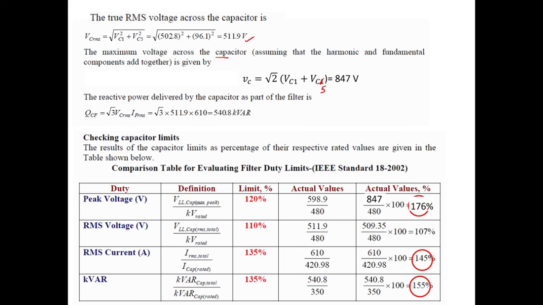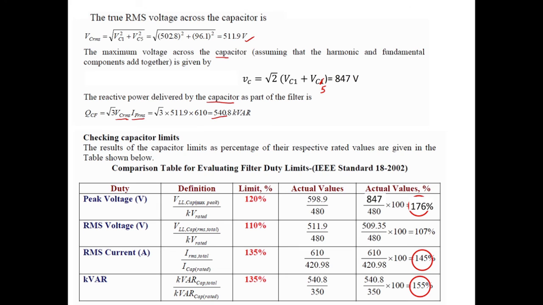And also now if you like to calculate what will be the reactive power delivered by the capacitor in this case, it will be the root mean square voltage across the capacitor times the current that passes through the capacitor, and that will be 540.8 kilovolt ampere.